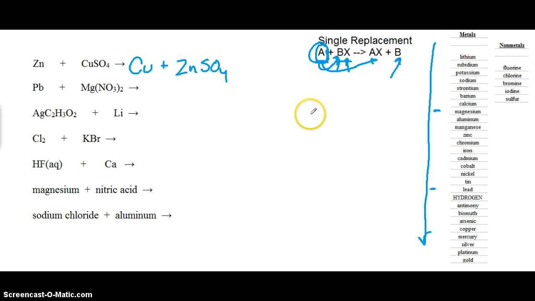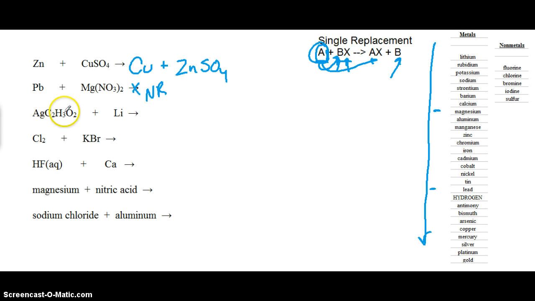So what I would do for this reaction is you could leave it blank or something. I'm just going to simply write NR, no reaction. This will not occur. No reaction will occur because the lead cannot give its electrons to the magnesium, and so no reaction will occur.